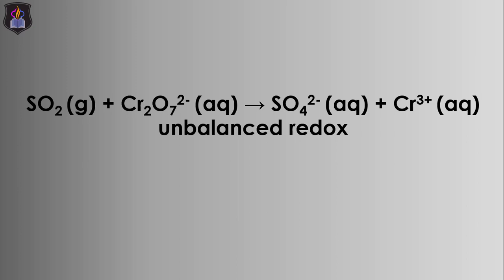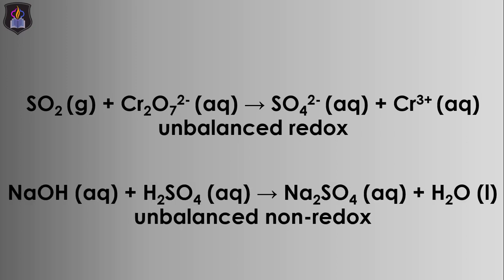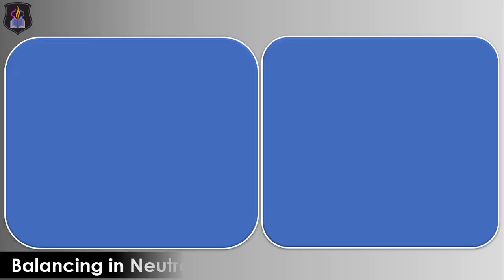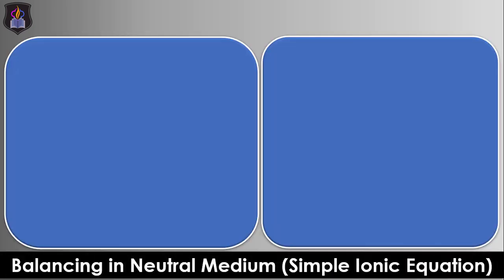Thanks for being there. Balancing oxidation-reduction equations is a bit more different and complicated than balancing non-redox chemical equations. This is because while the latter requires only balancing of atoms count, the former requires balancing charges in addition to atoms count. So, we will kick off by balancing simple ionic equation. A simple ionic equation is one that contains simple or monatomic ions only.